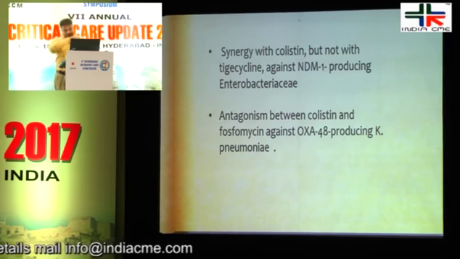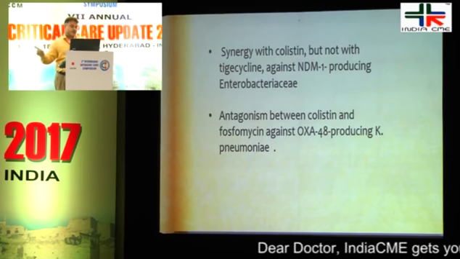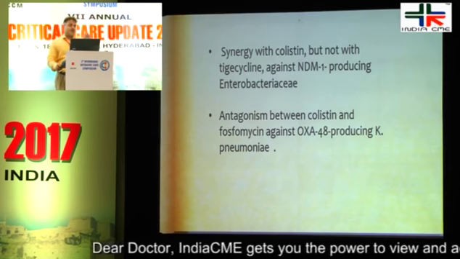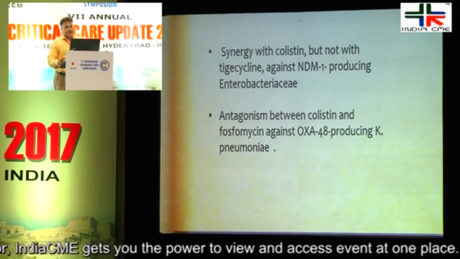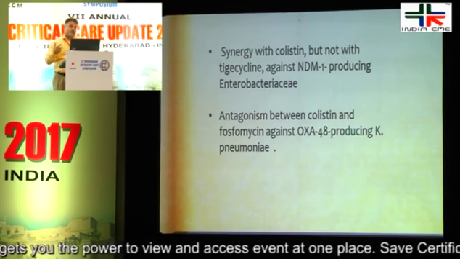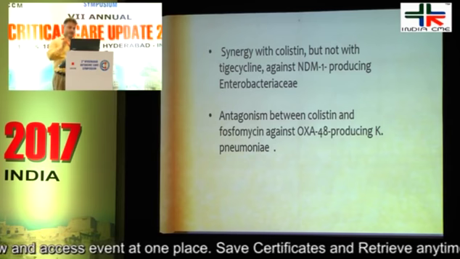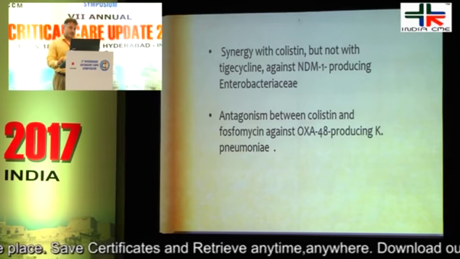In fact, if you have an NDM bug, colistin works, but if you use tetracycline, it doesn't work with that. And there is an antagonism if you have OXA48-producing Klebsiella pneumoniae. So it means we not only need to know that it is gram-negative, E. coli or Klebsiella, we need to know a little bit of detail about them when we are using combinations, because if you are using it against an OXA48 bug with colistin, it can even antagonize it.